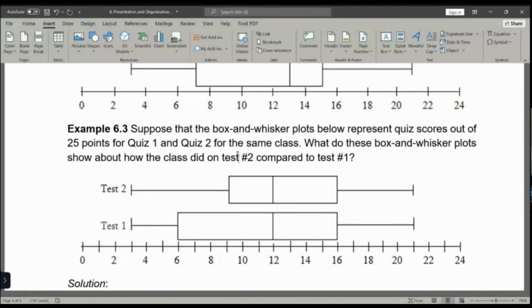Let me ask you this. In test number 1, what proportion of C104 got 6 or above? Or 6 and above. What proportion of your class got 6 and above in test number 1?